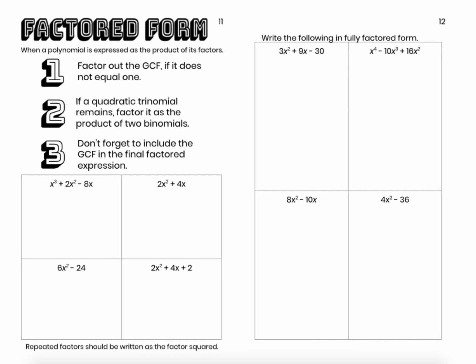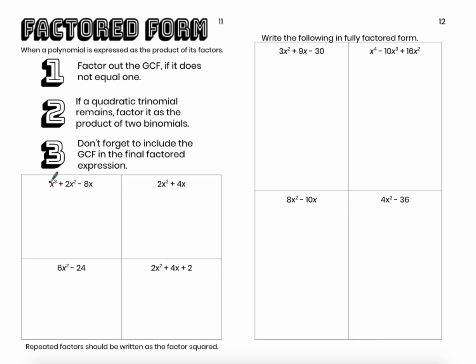So first you're going to try to factor out a GCF. If there's not one, then you go to step 2. If you have a quadratic trinomial, you'll factor that as two binomials. And then you will rewrite the final factored form as the GCF times those two linear binomials. So let's look at some examples.